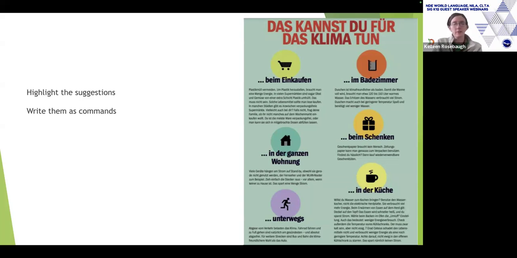So they'll underline them, mark what they're understanding, and then I go through, I check with everyone. We'll go over the ones that they may have missed because they didn't recognize the vocabulary. And then we practice rewriting these suggestions as commands. So what can you do while shopping to reduce your impact, in your apartment, in the bathroom, and then in the kitchen, which again surprises a lot of students how much energy is used in cooking.